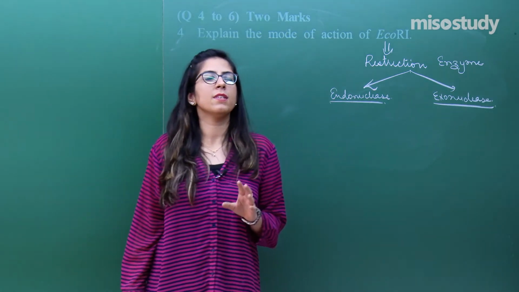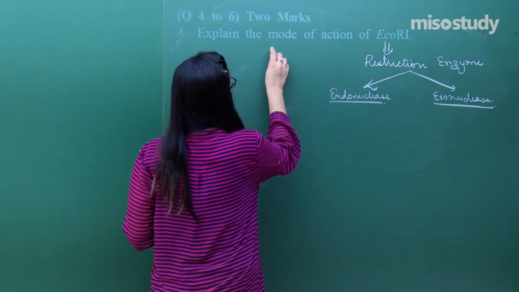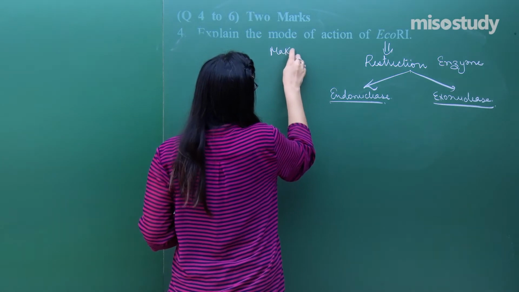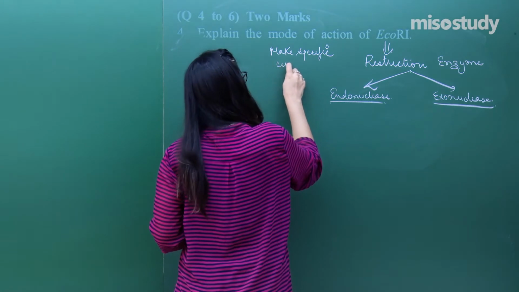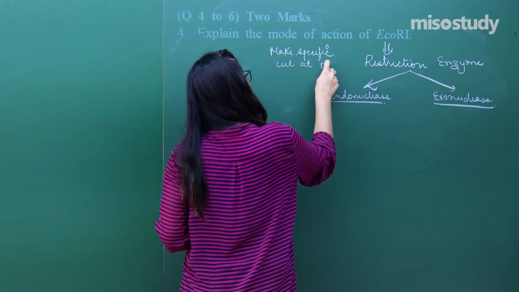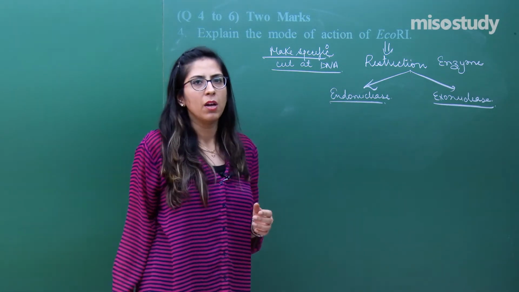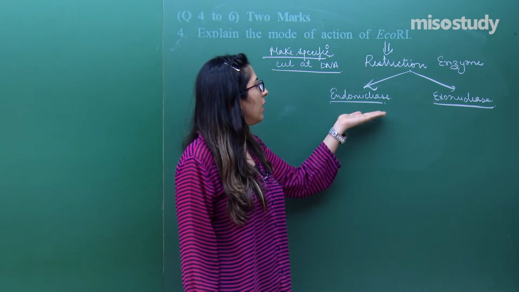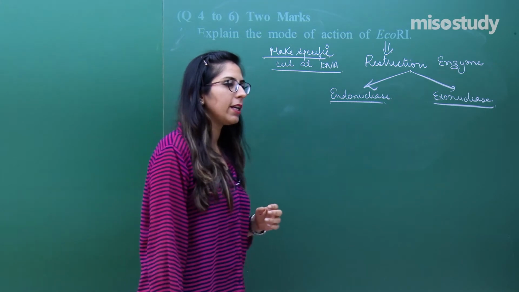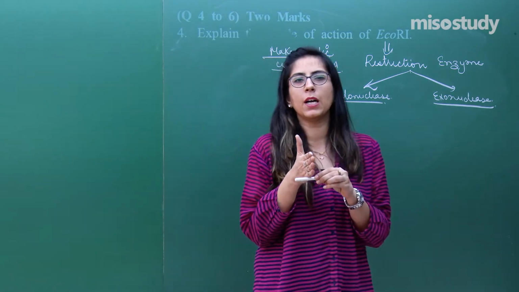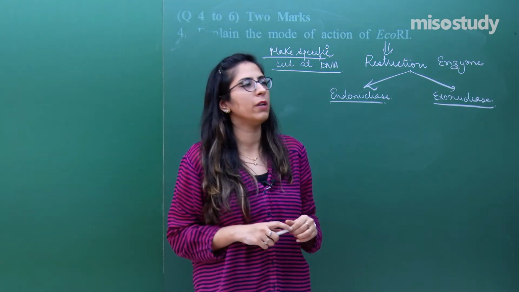Restriction enzymes are those enzymes which make a specific cut at a DNA. This is a restriction enzyme. Now this restriction enzyme is of 2 types. One is called an endonuclease, second is called an exonuclease. When we talk about a DNA, if I want that DNA to be cut from in between the nucleotides, basically what they do, they break that sugar phosphate bond.